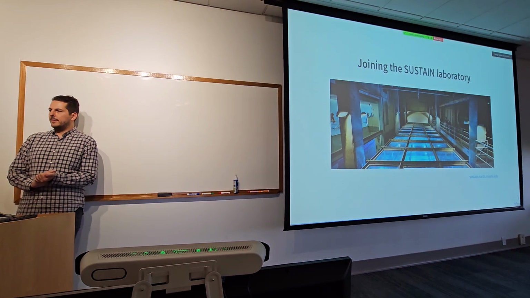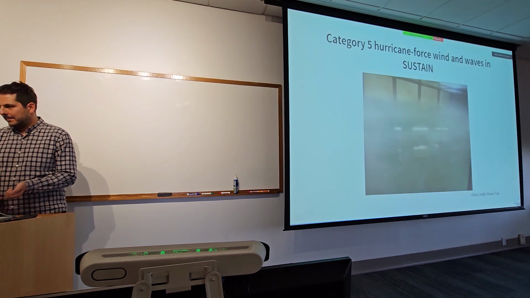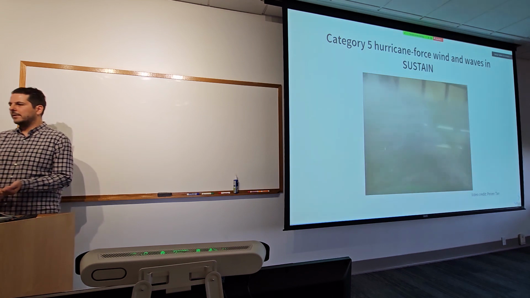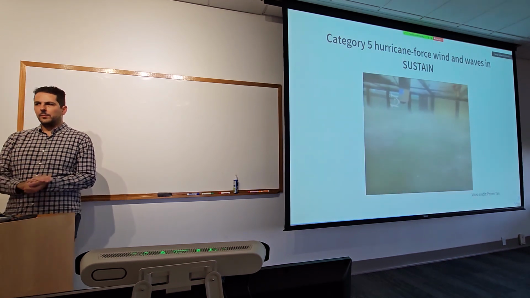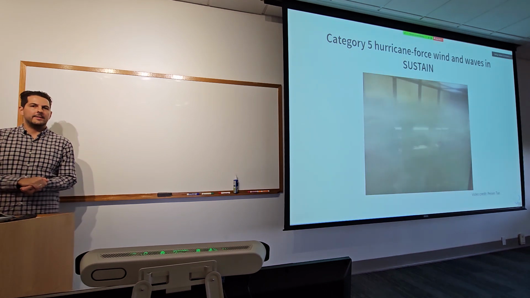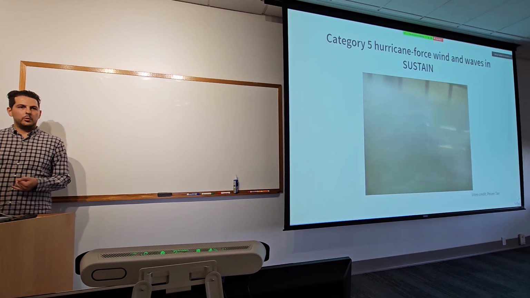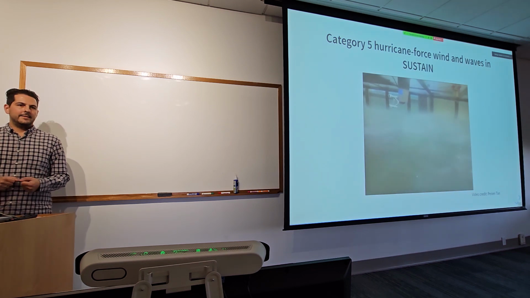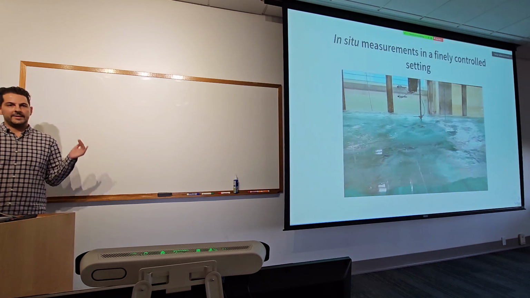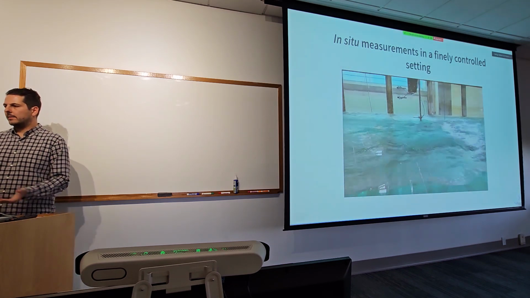And that brings us to the SUSTAIN Lab. And to show you why joining the SUSTAIN Lab was a good idea, I should just show you this video, which is right here in the other building on campus. And it just shows you the conditions that we can create in the lab. These are Category 5 hurricane force winds and waves. You can see the surface, and this allows us in a finely controlled setting to place instruments the way we want them and to capture exactly the quantities that we need.